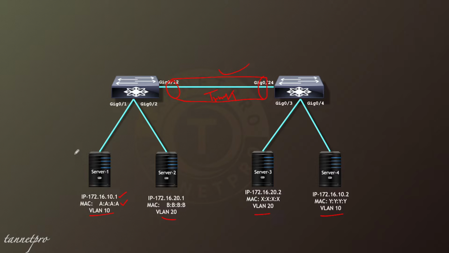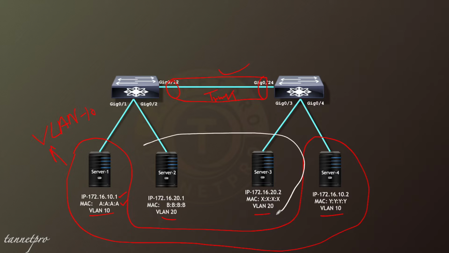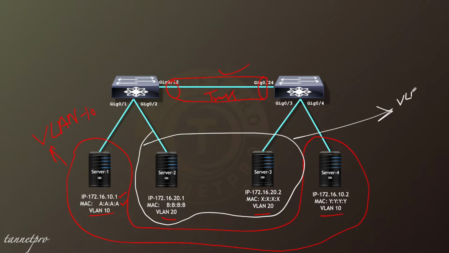Let me give some time to explain this. This belongs to VLAN 10, and this is your VLAN 20. So there are two VLANs. Now I will give you an example of the communication.